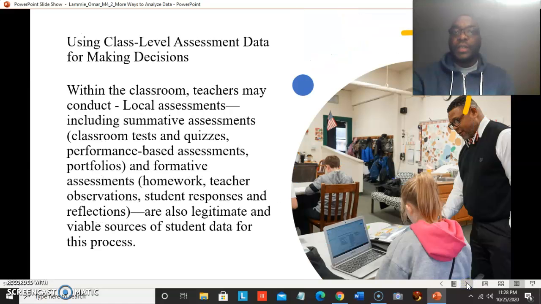Now, how does this look in terms of classroom level assessment data for making decisions? Within the classroom, teachers may conduct local assessments, including summative assessments, which are things like classroom tests and quizzes, performance-based assessments, and portfolios. And they can also conduct formative assessment in terms of homework, teacher observations, student responses, and reflections. And these are all legitimate and valuable sources of student data for making decisions.